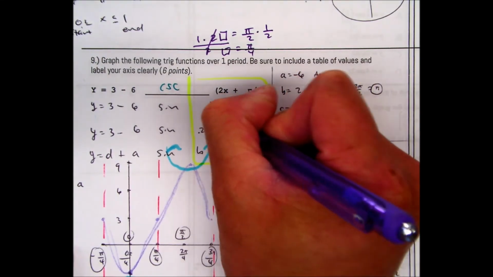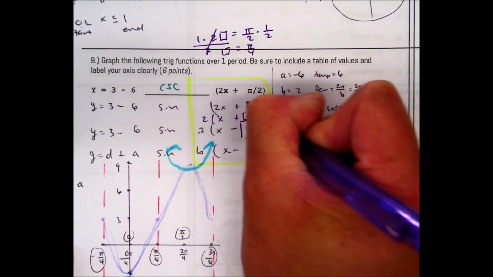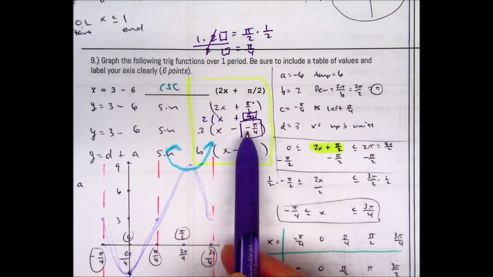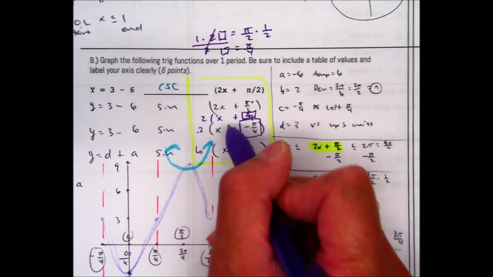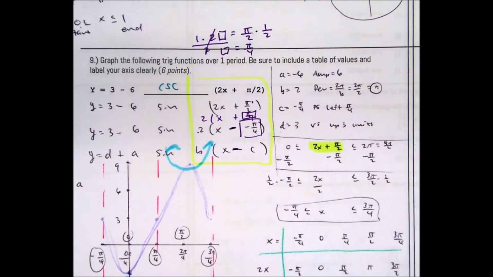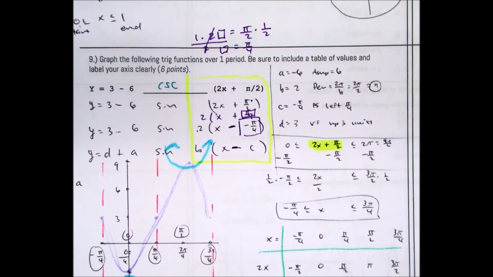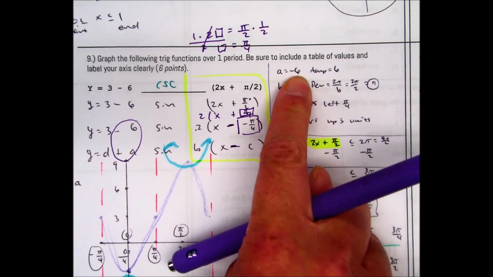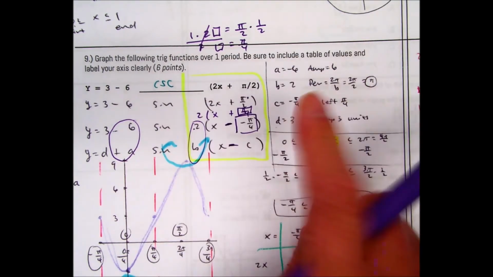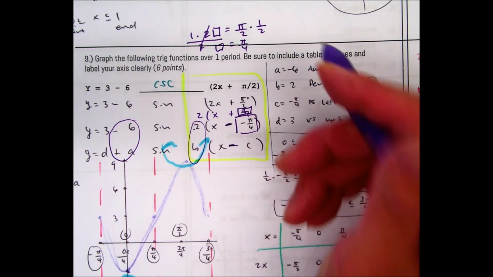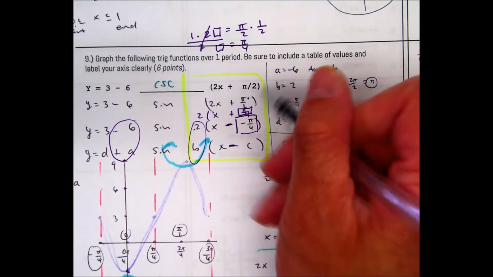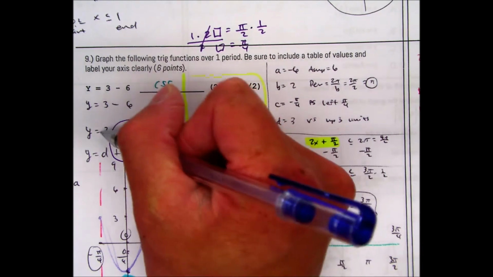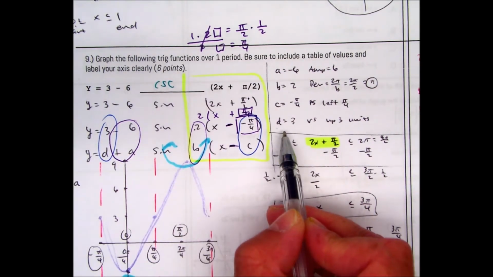So this reads 2 times x plus pi over 4. Now you might be asking, why did I change the plus sign to a minus minus? It's because in the formula, I need a minus sign here. Now I can identify. My a value is negative 6. My b value is now 2. My c value is now negative pi over 4. And my d value is equal to a positive 3.